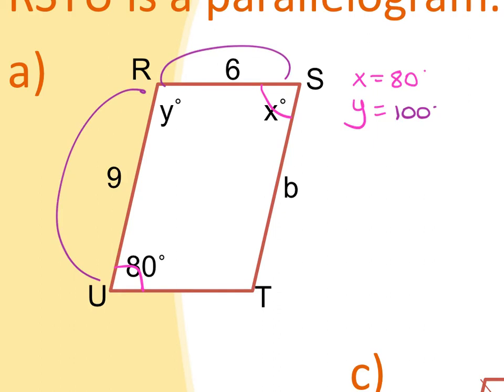Now, what's B? There's no A this time, right? What's B? 9, because these are congruent. If there was an A on the other side, A would be 6, right? Good so far? Yes? Okay.